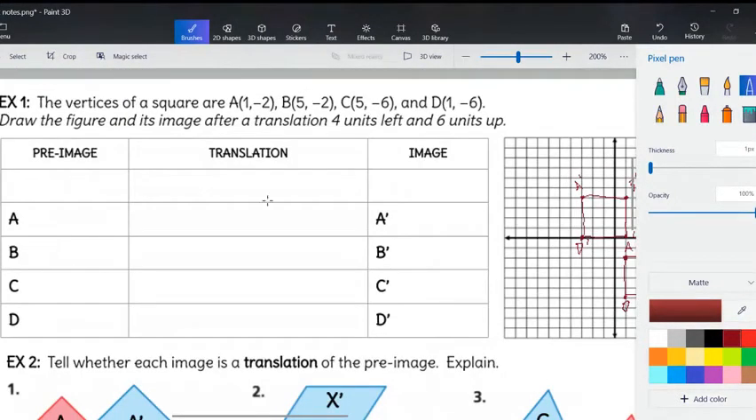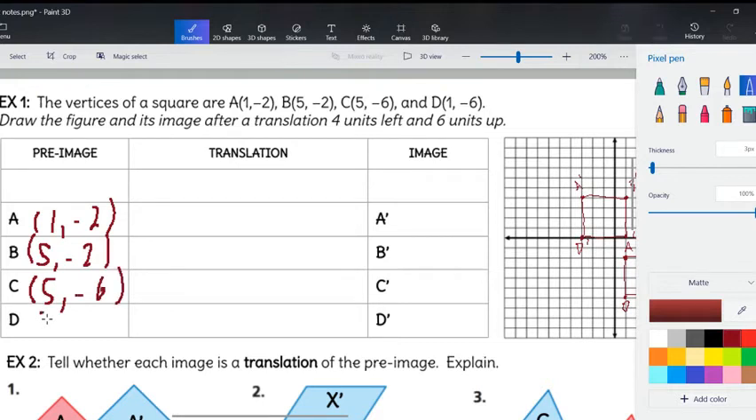Let's zoom out a little bit. We'll be able to see our pre-image, which were these points. So go ahead and fill in these points for your units down here. And so A would be 1, -2. Need to make that a lot smaller. 1, -2. B would be 5, -2. C would be 5, -6. And D would be 1, -6.